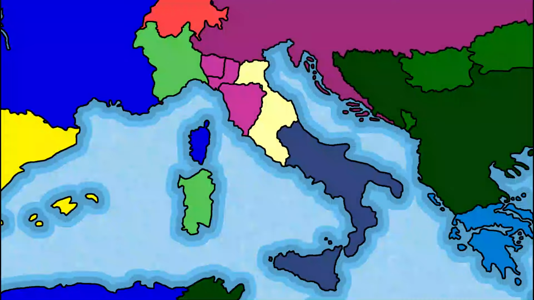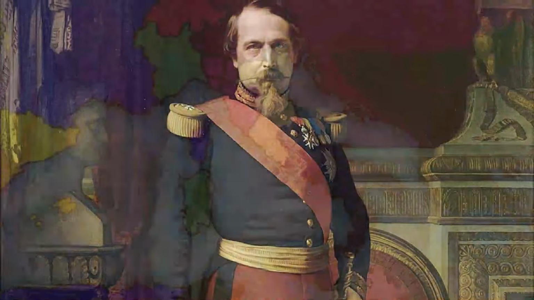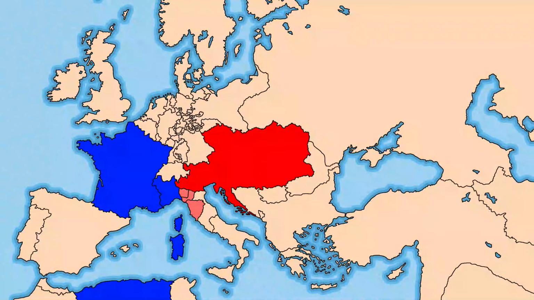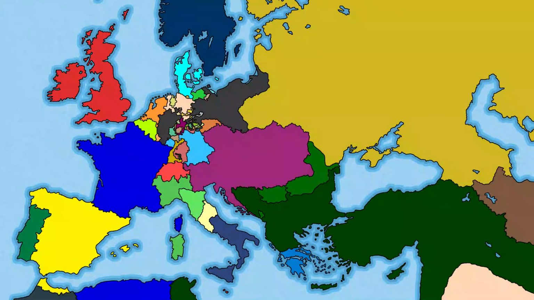Meanwhile, in Italy, Napoleon III was aiding the Piedmontese in their wars of Italian unification. After the Second War of Italian Independence, Piedmont managed to defeat the Austrians with French aid, and a bit later managed to unify Italy, which was a great achievement for the French Emperor.